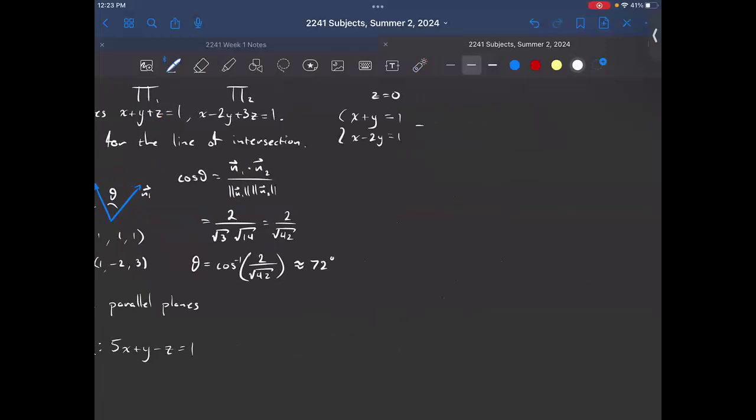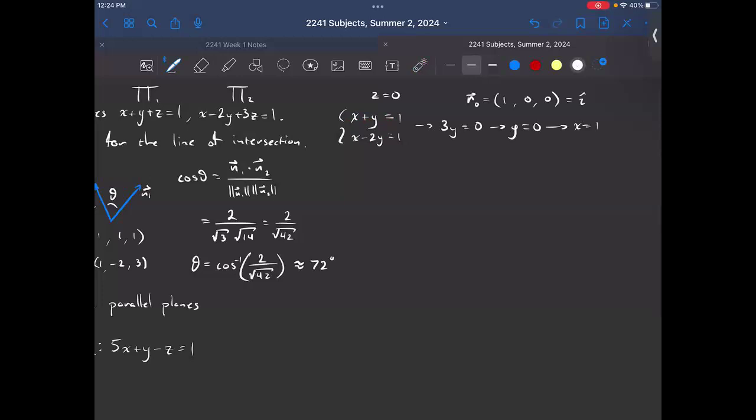Okay, so if I solve this for x and y, what do I get? Let's subtract the bottom equation from the top one. That'll kill the x, and we'll get 3y equals 0, which tells me y equals 0. Well, if y equals 0, then I can look back here and say x equals 1. So my R0 then should be 1, 0, 0. Look at that. It's the vector i hat.